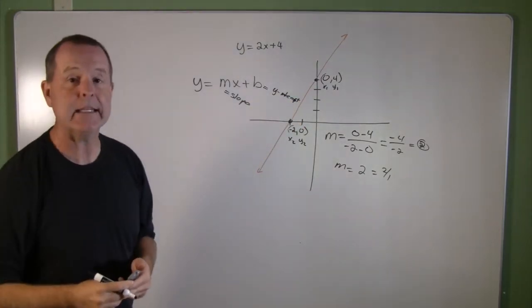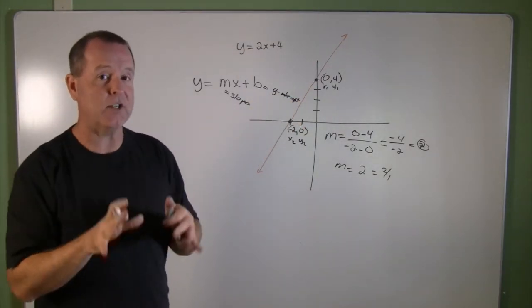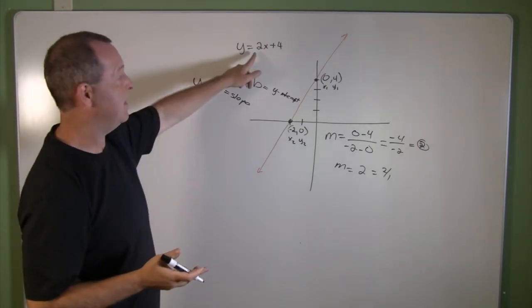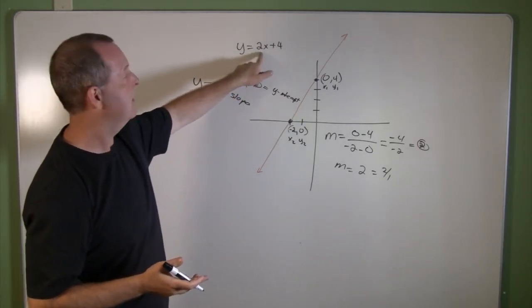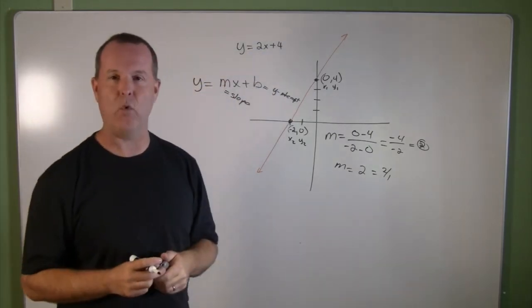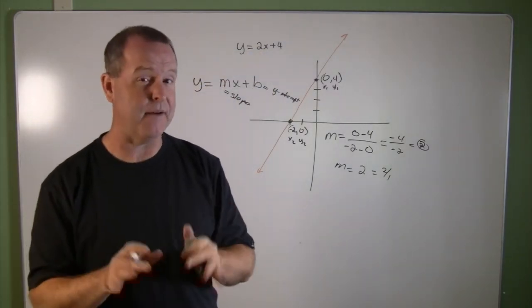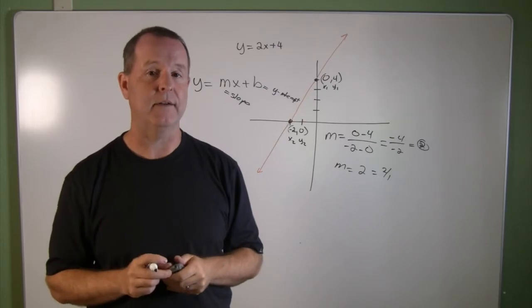So I can look at any line and start to graph that line right away if it's in this form. Its slope is 2 and it crosses the y-axis at 4. And I think that's enough information for me to graph the entire line.